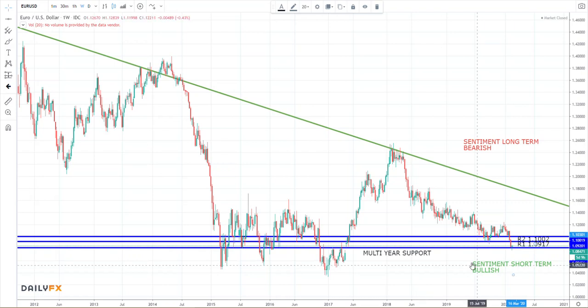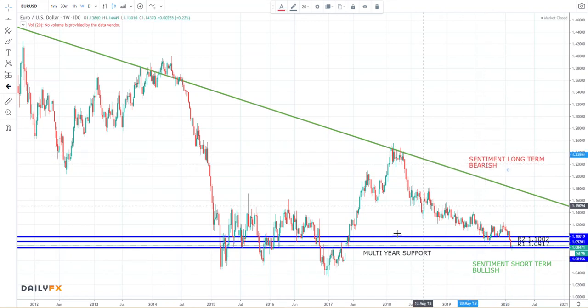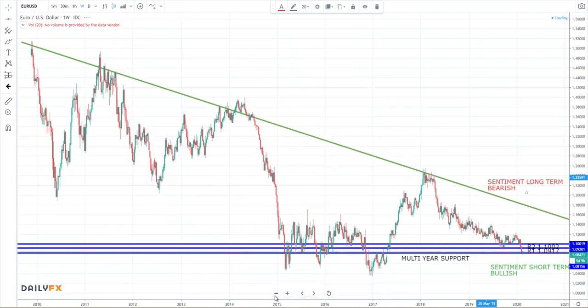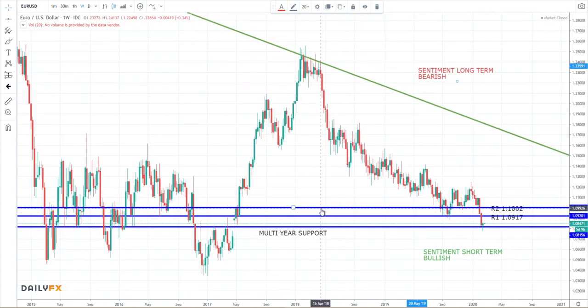Okay, so I've got a couple notes here. Sentiment long-term bearish, right? The euro's really been on a big sell-off. Price kind of kicked in, and selling finally resumed. Saw some really strong U.S. dollar action the last few weeks. But I do want to call out that we might see some short-term bullish sentiment, and the reason why is because we got multi-year support.